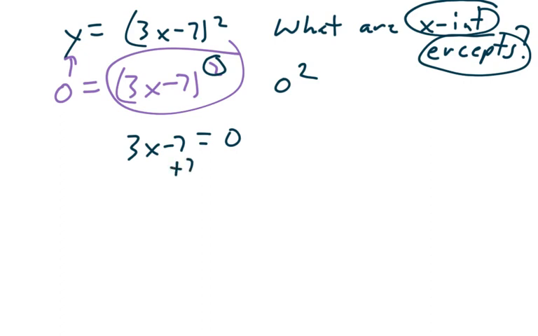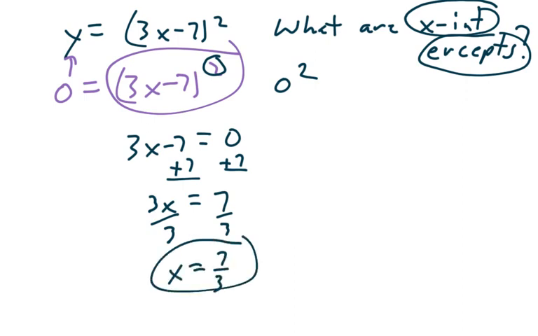Solving this, I'm going to add 7. So 3x equals 7. Dividing by 3, x is simply 7/3. So again, I hope you pause, take notes, study it just a little bit. It'll only take you a few minutes. But make sure you understand that x-intercepts mean y has got to be 0. And then you solve for 0.